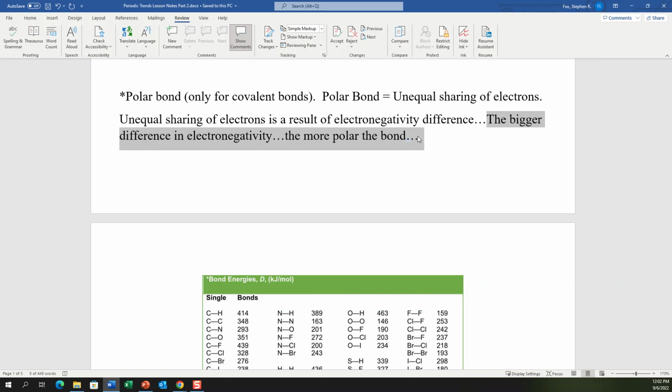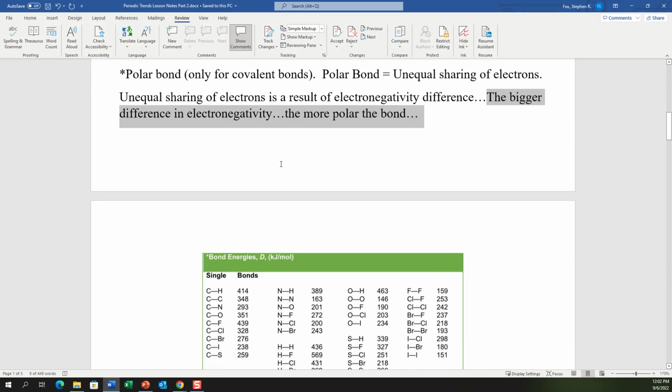The reason is because this bond has a bigger difference in electronegativity, making it more polar. That means this dipole is more negative than that dipole. That means the dipole-dipole interaction that's going to occur is going to end up being stronger. So a lot of stuff going on when we get to electronegativity.